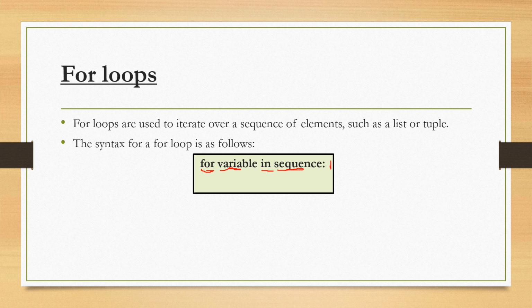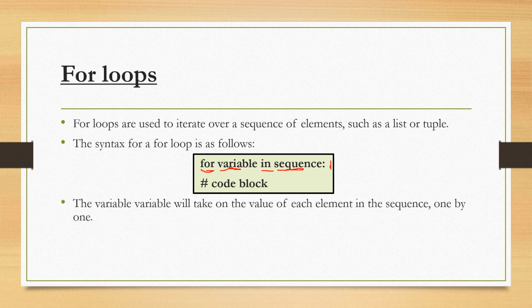Now after that, what will happen? After that colon, we can give a block of code which will iterate over that for loop. The variable will take on the value of each element in the sequence one by one. So it will iterate over that list or tuple, and it will take that value in that variable. The code block will execute for each element in the sequence, until the sequence ends.